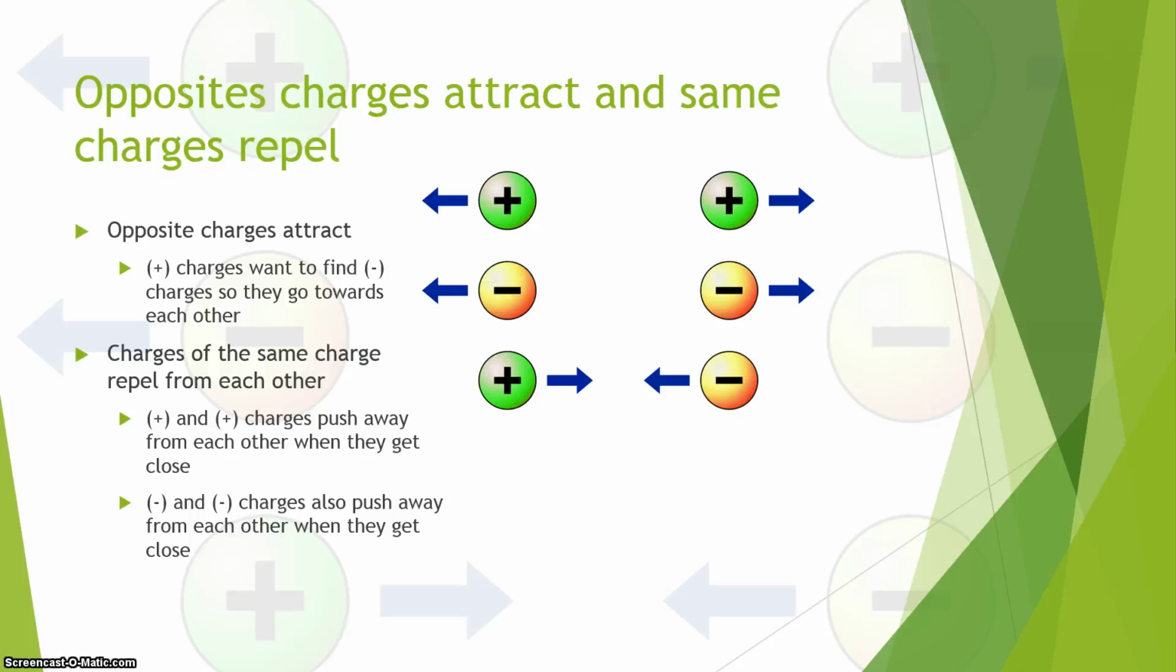Opposite charges attract each other. So if you have a positive charge and a negative charge, they're going to want to move towards each other. While charges of the same type are going to want to repel from each other. So a positive and a positive charge are going to push away from each other and not want to get near each other. The same goes for a negative charge and another negative charge. They both want to get away from each other.